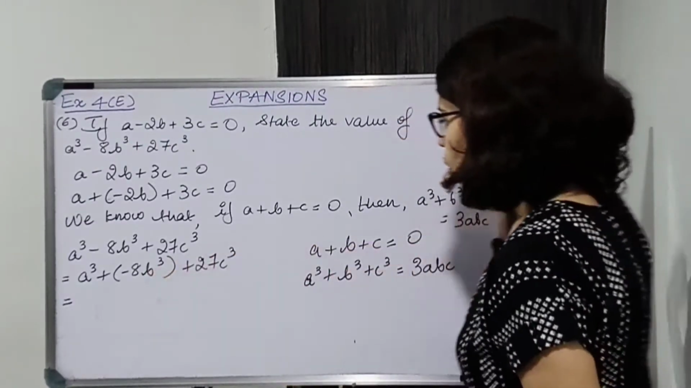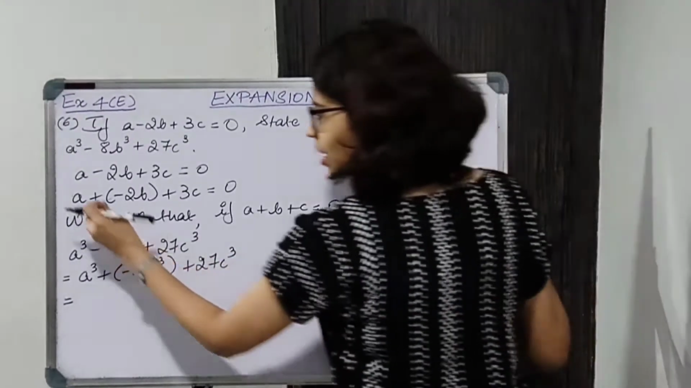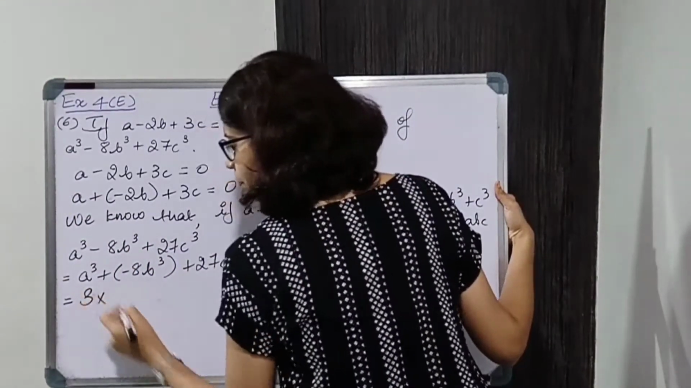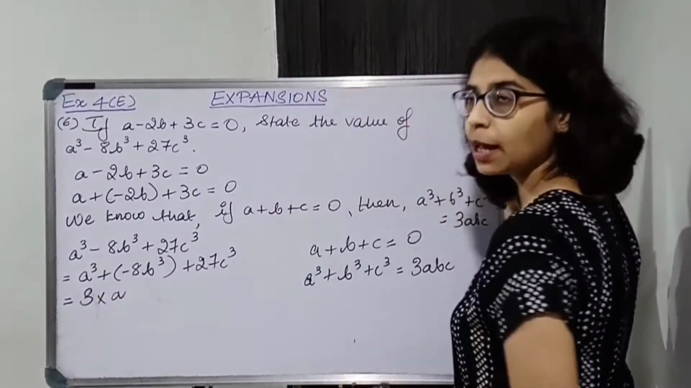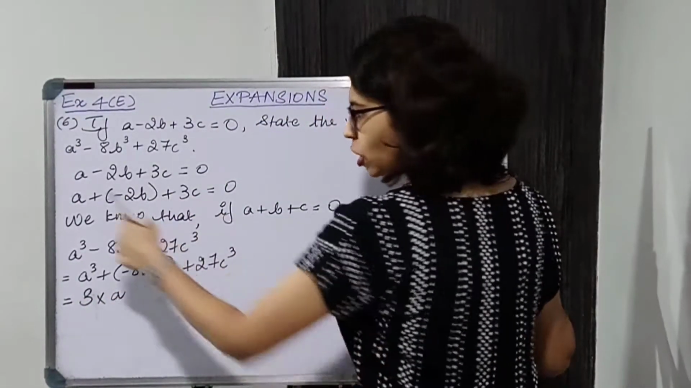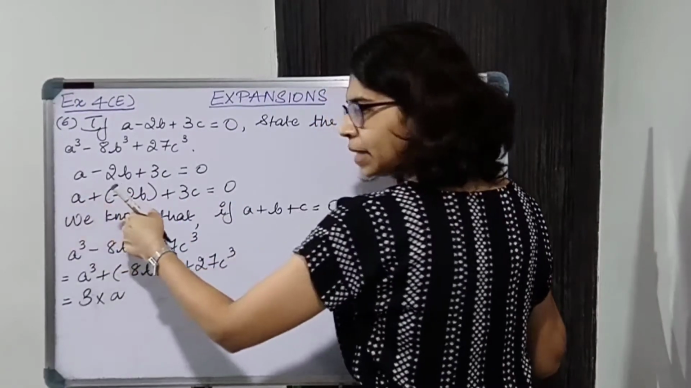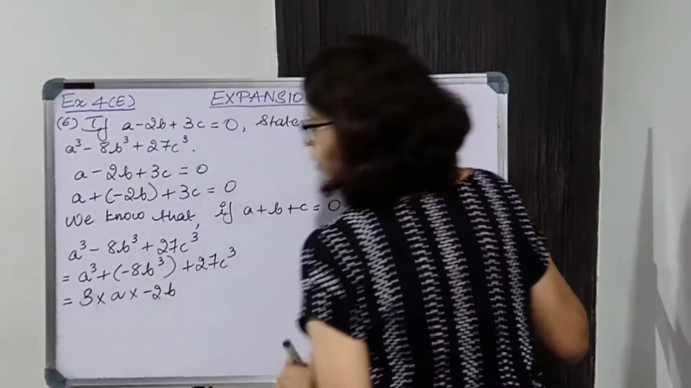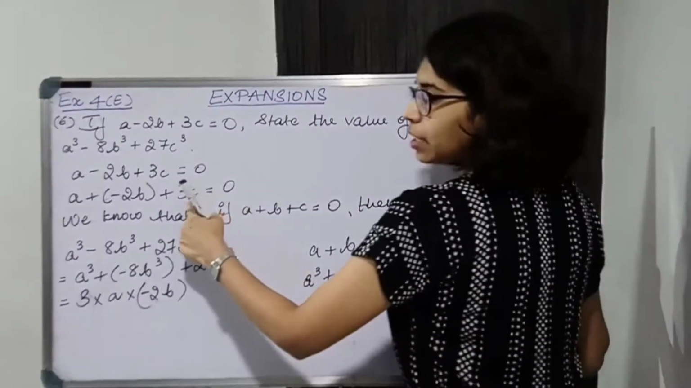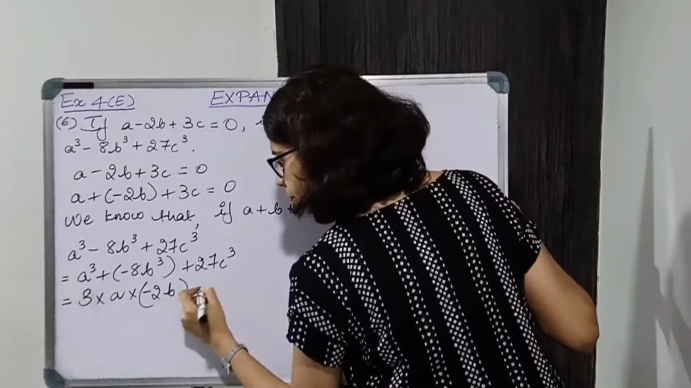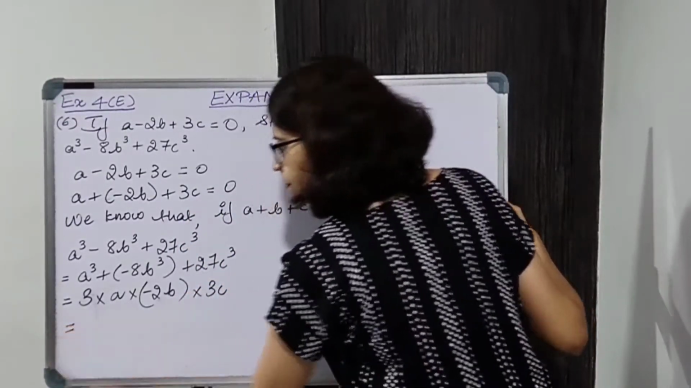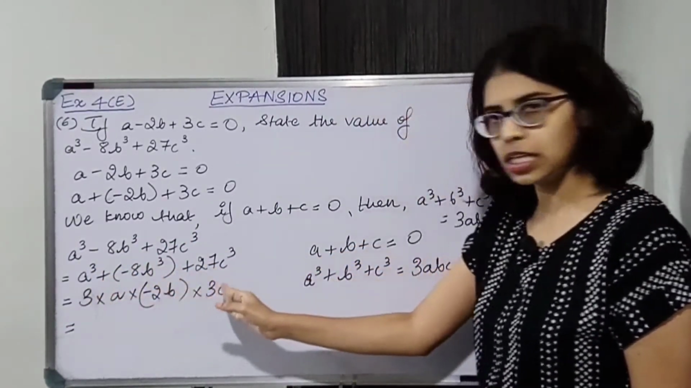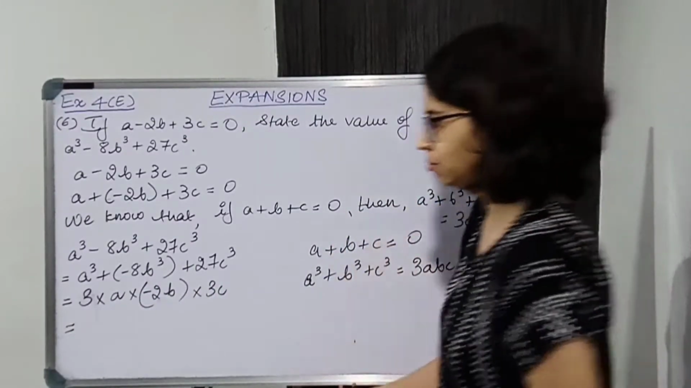Okay. So 3abc. A is a over here. Sorry, 3 into a is a. Alright. B is minus 2b. Check over here. A is a. B is minus 2b. And C is 3c. Okay. So a cube plus b cube plus c cube is equal to 3abc. We are using the property.